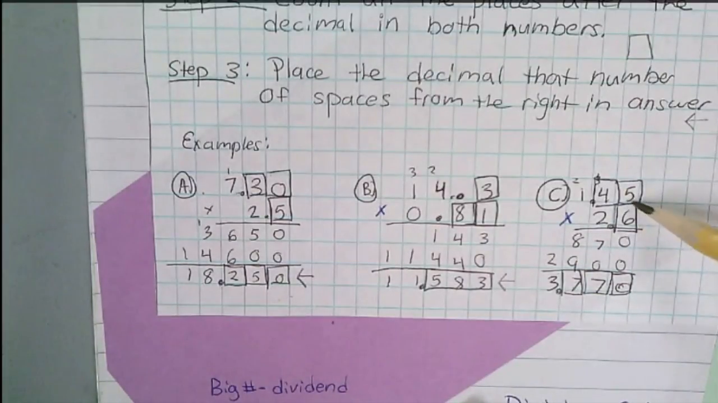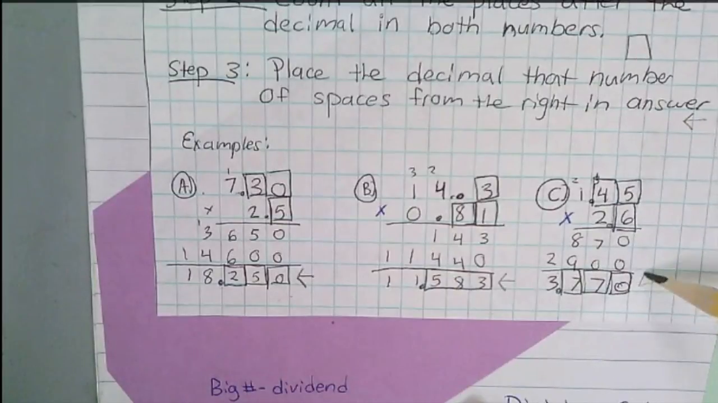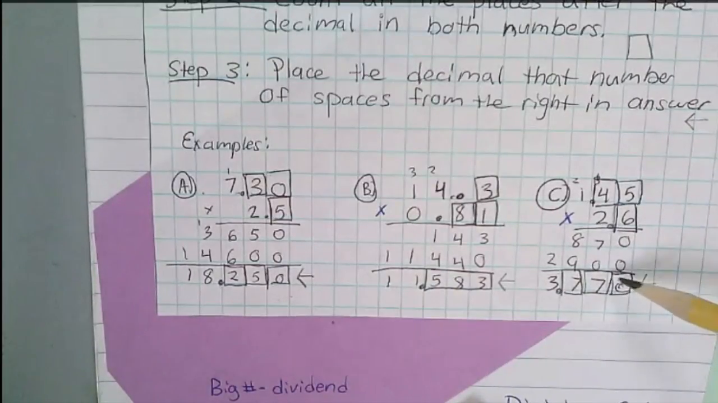1, 2, 3 behind each decimal place. Counted them. 1, 2, 3. Come down here. You're going to start from the right. 1, 2, 3. That's where my decimal place goes.